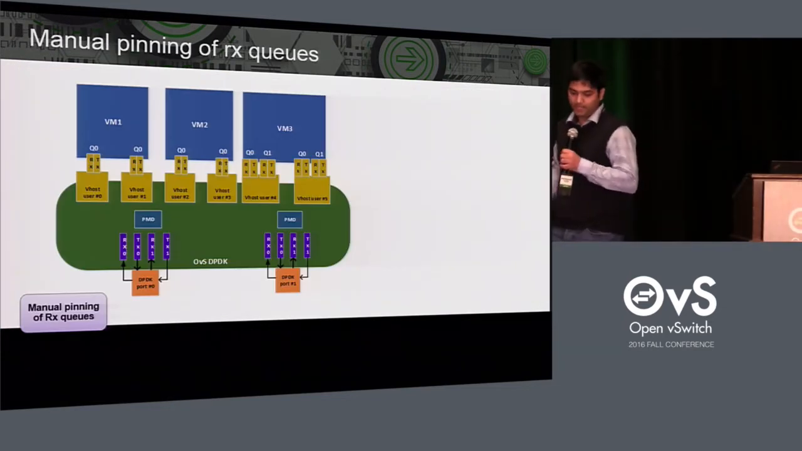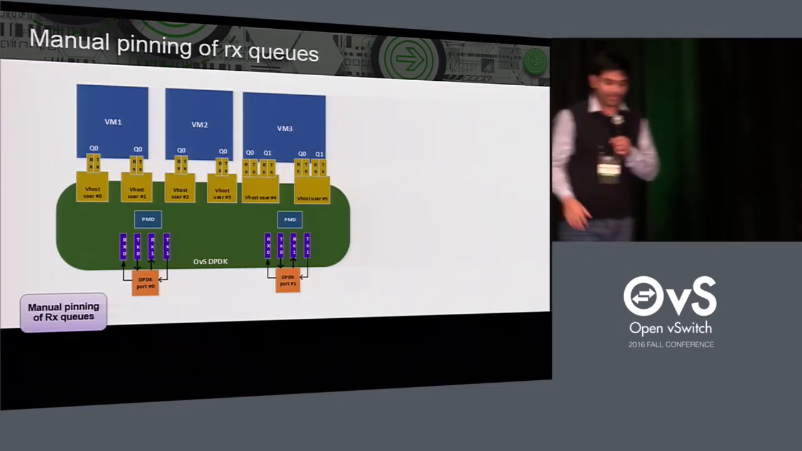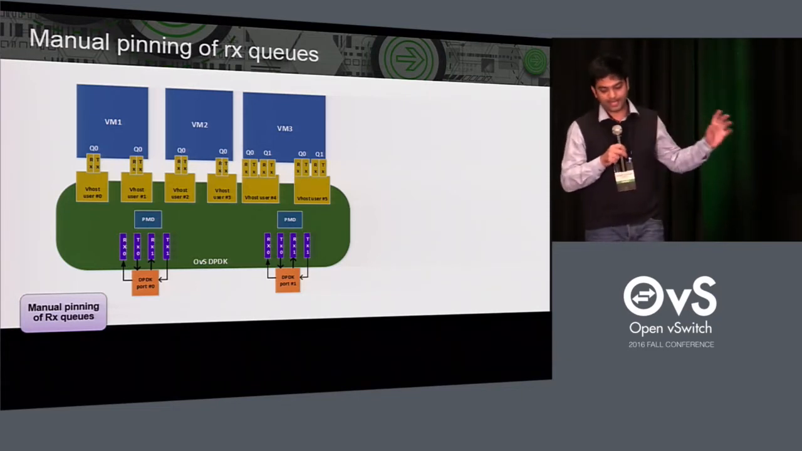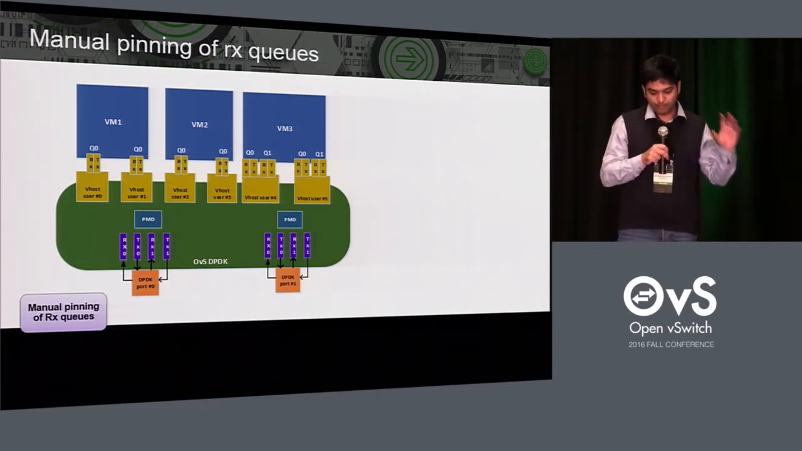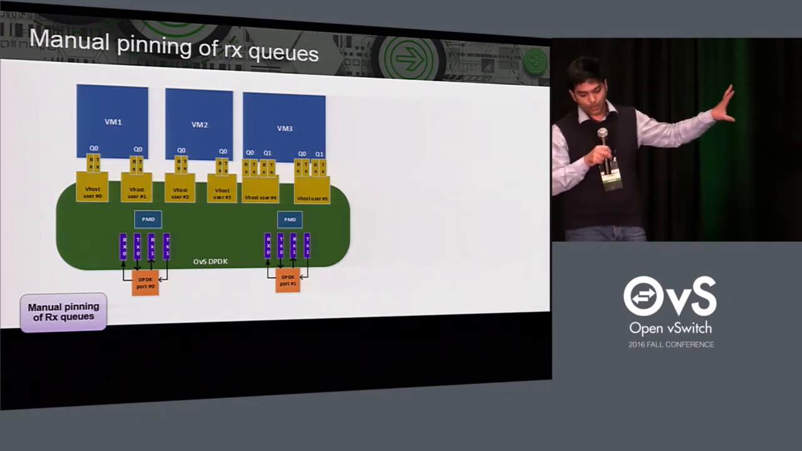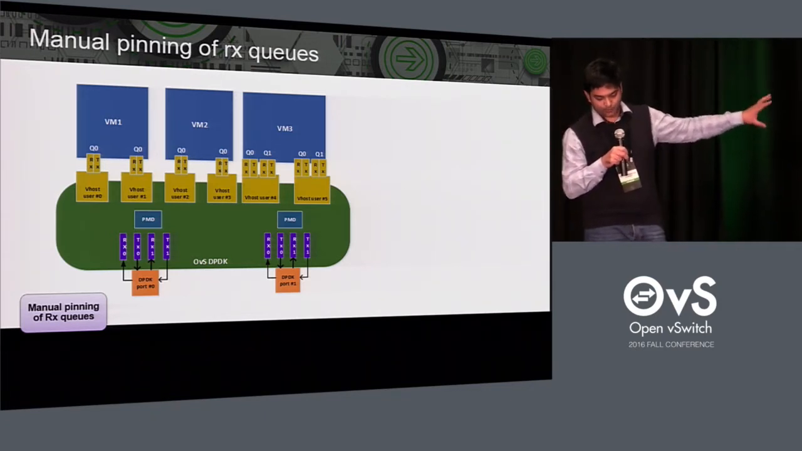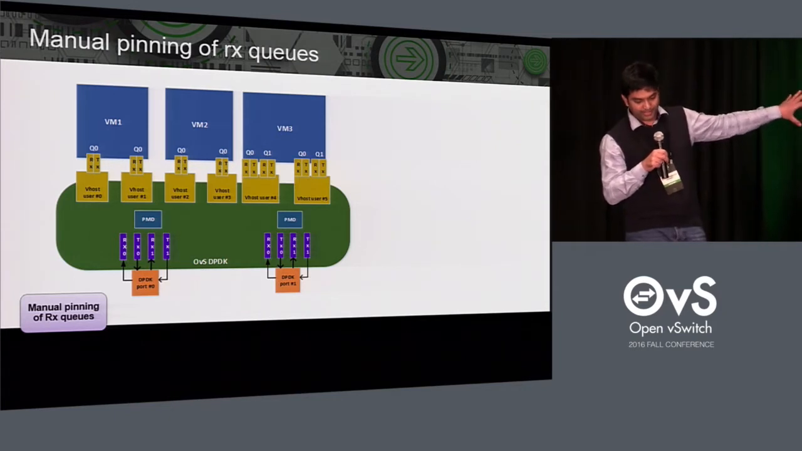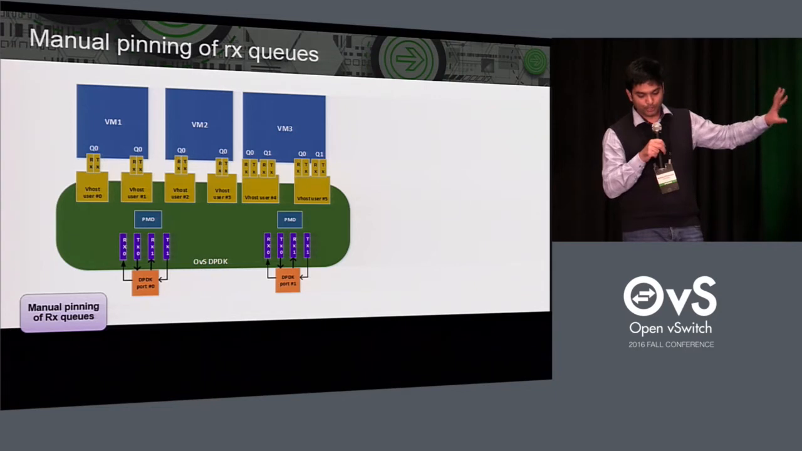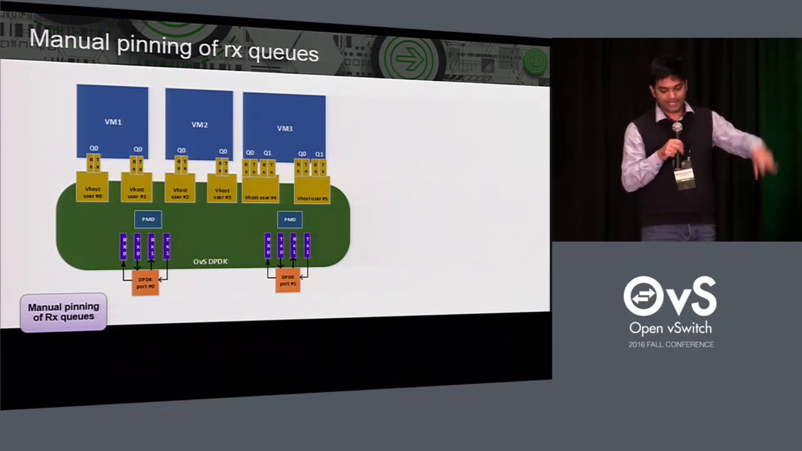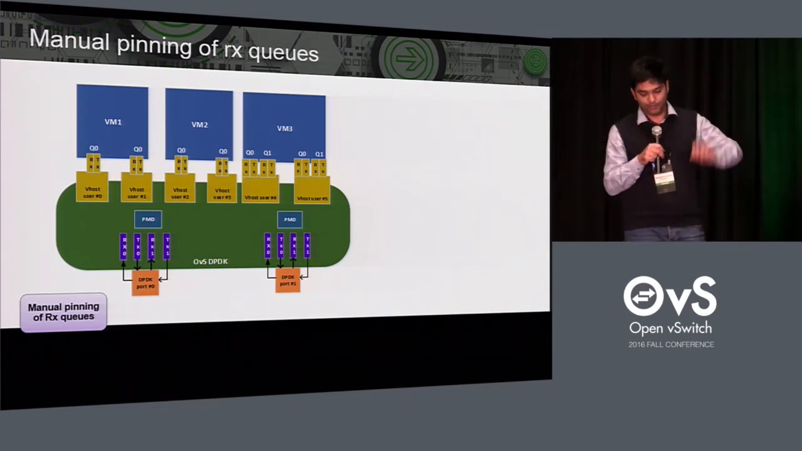The next thing in the usability list is the manual pinning of RxQs. This particular example demonstrates the importance of manual pinning of RxQs. If you see here, there is this OvS-DPDK running that does the packet switching, and we have 2 DPDK ports, DPDK port 0 and DPDK port 1, with multiple queues enabled. And we also have 2 PMD threads here, and we have 3 VMs.